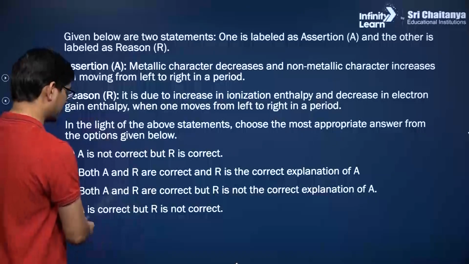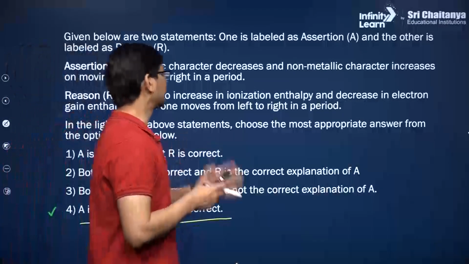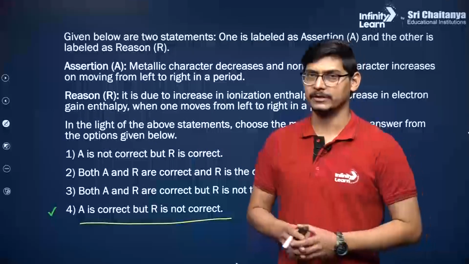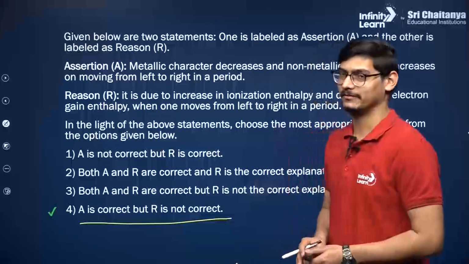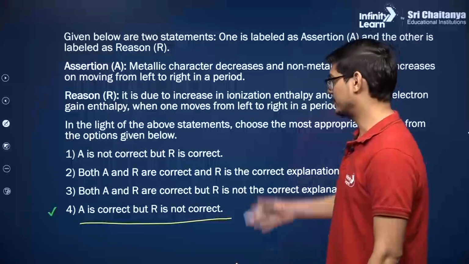Here, assertion is correct, but reason is not correct. Metallic character, yes, it decreases. Non-metallic character increases as we move from left to right in the periodic table, but that is because of the increase in electronegativity and not because of the ionization and electron gain enthalpy. So the reason is not correct, right?